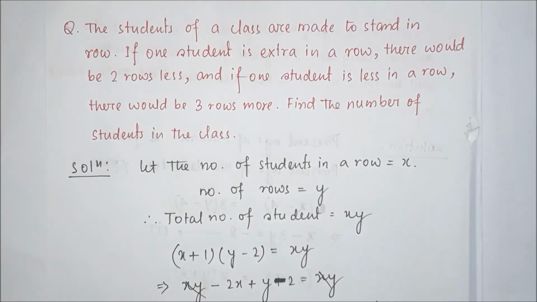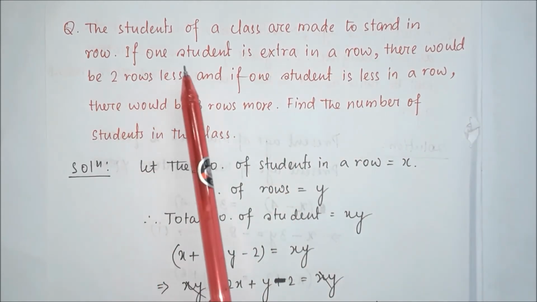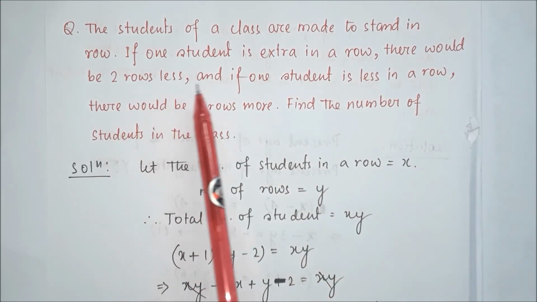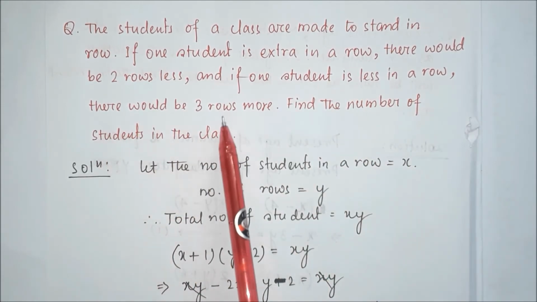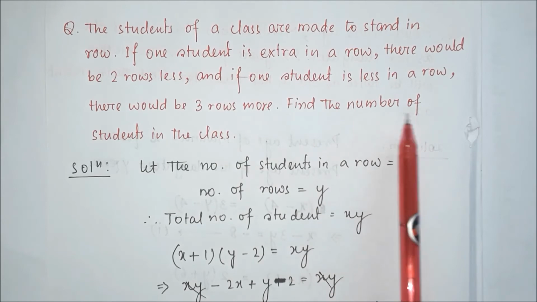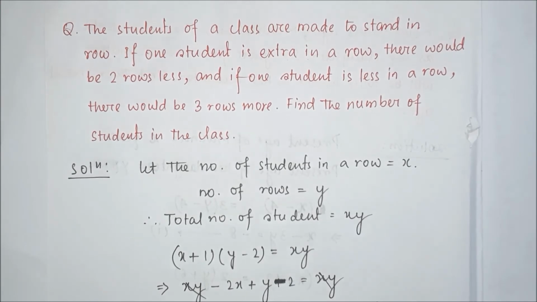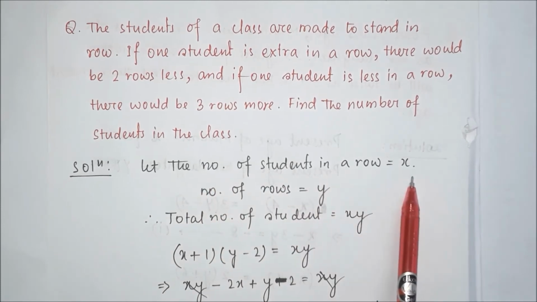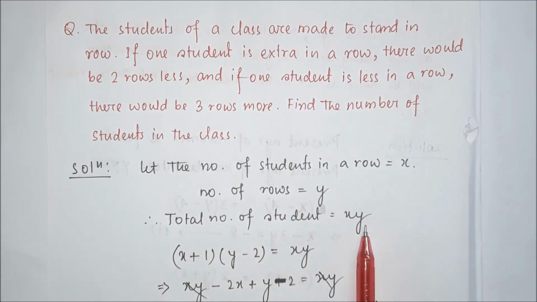Moving into the next problem: the students of a class are made to stand in rows. If one student is extra in a row, there would be 2 rows less. And if one student is less in a row, there would be 3 rows more. So we need to find out the number of students in the class. Generally in assembly we stand in rows, with a certain number of students. So we assume the number of students in a row is x and the number of rows is y. Therefore the total number of students equals xy.